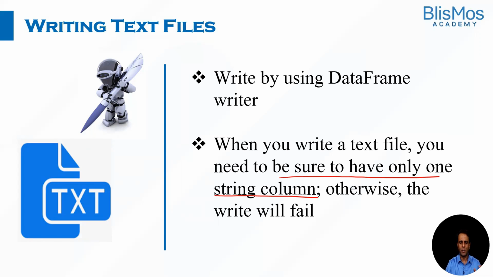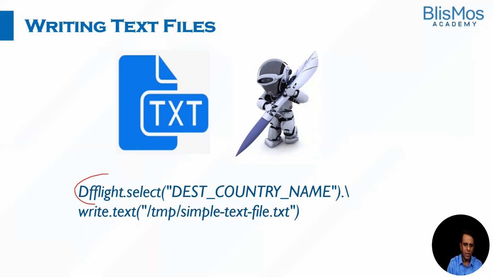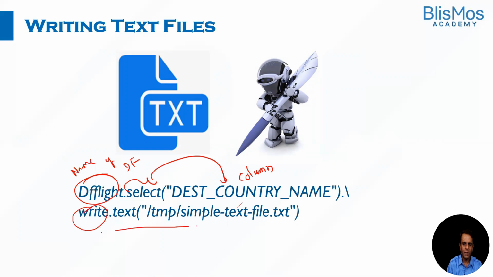Let us look at an example. Here you go. This is the name of the data frame. Then select the column you want to write into the text file. Then go ahead and use a data frame writer. Provide the path to which you want to write this text file. Wonderful. We understood how to read and write text files.